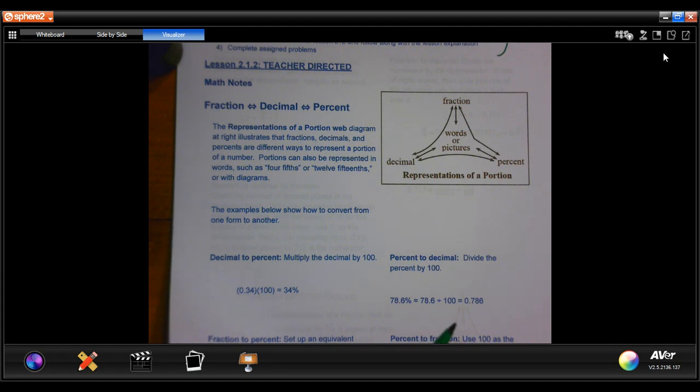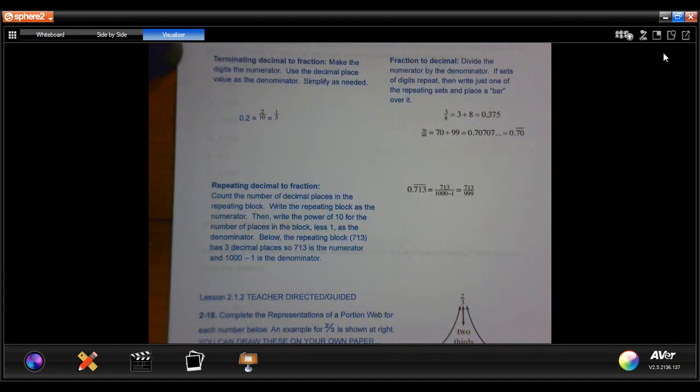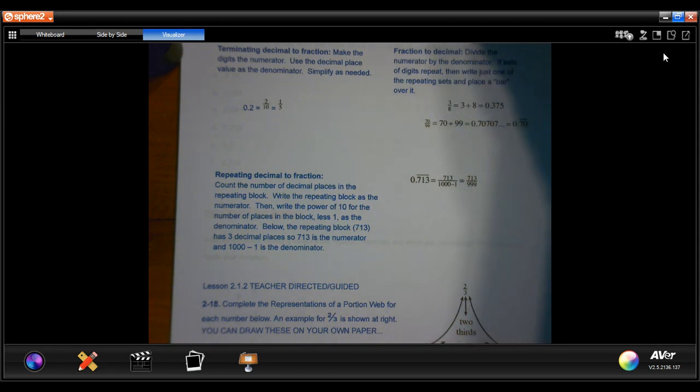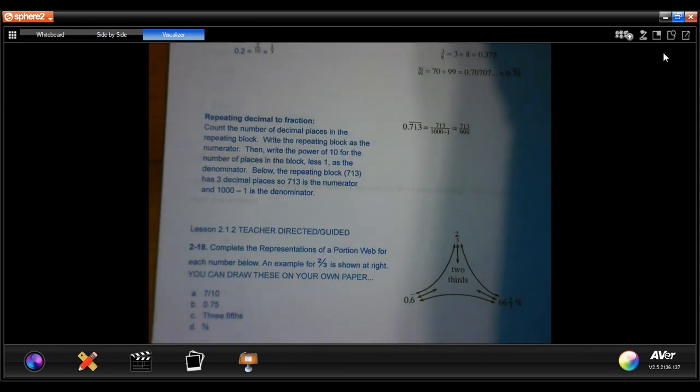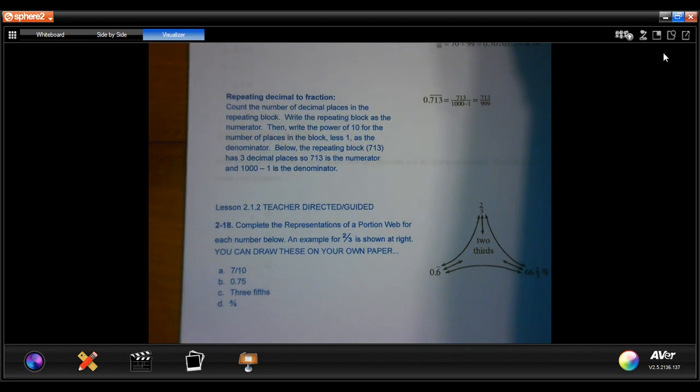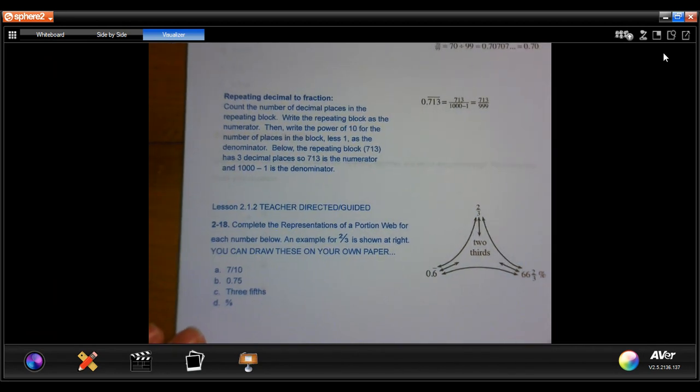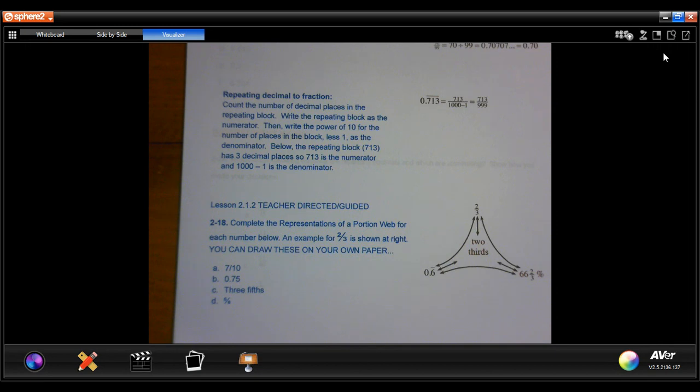So please review the math notes, and they continue on until almost to the end of the second page of today's assignment. With today's assignment, it says that we need to complete the representations of a portion web for each number below. An example for 2/3 is shown at right. You can draw these on your own paper. And then if you wish to take a picture and insert it into your document or send it to me via email, that's great.